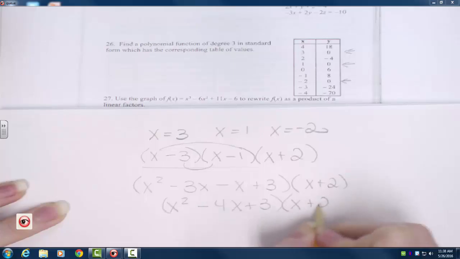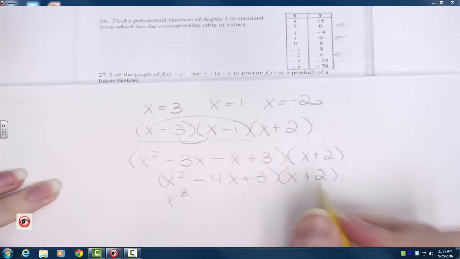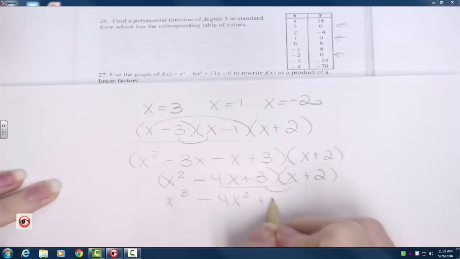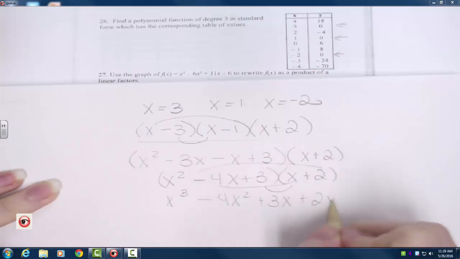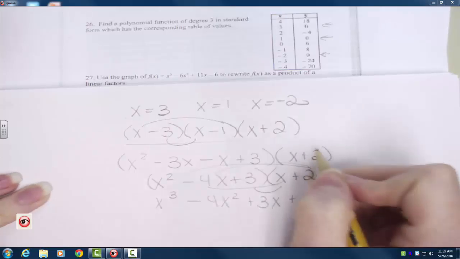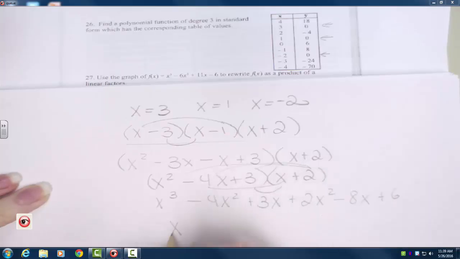And now we're going to distribute again. So let's go. X times x, x cubed. X times negative 4x, negative 4x squared. X times 3, 3x. And then you repeat with the 2. 2 times x squared, 2x squared. 2 times negative 4x, negative 8x. And then last, 2 times 3 is 6. So here we go. x cubed, negative 4x squared plus 2x squared, so that's going to become negative 2x squared. 3x minus 8x, that's negative 5x, and plus the 6.